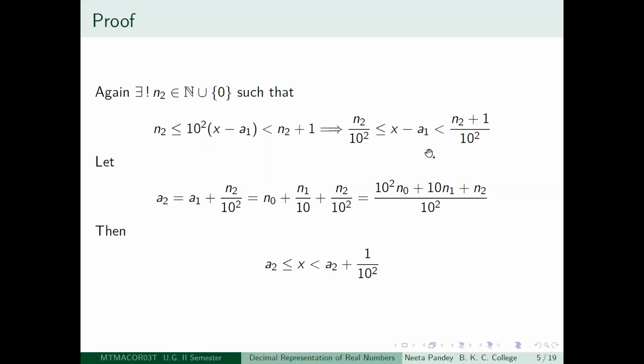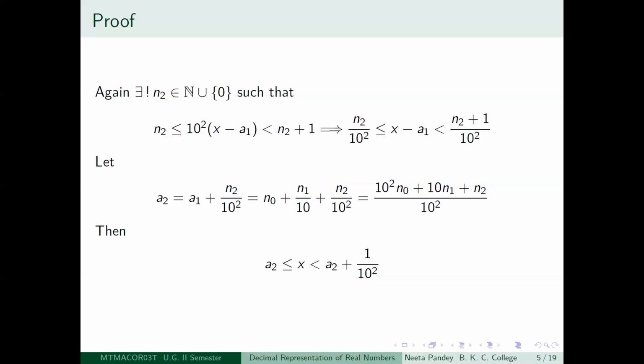Then this inequality is telling you, you just add a1 throughout. You will get a2 is less than or equal to x is less than a2 plus 1 by 10 squared. Okay. And not only that, a2 is just addition of n2 by 10 squared to a1. So it is actually equal to n0 plus n1 by 10 plus n2 by 10 squared. So it has a form of a fraction where the denominator will be 10 squared. So this we will keep in mind. It will help us later on. Okay. So this is the procedure which you are going to follow.